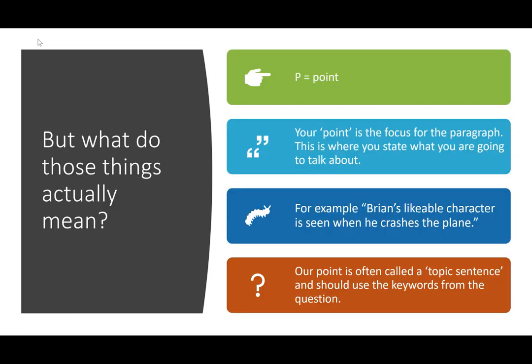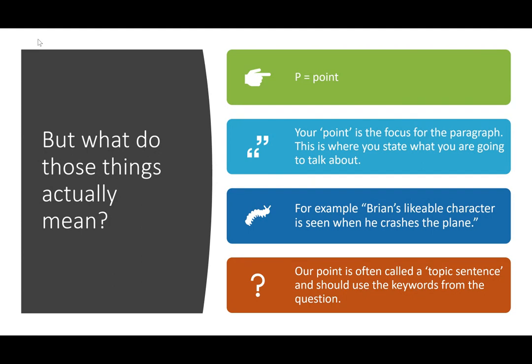So PEEL, the P, is your point. Your point is the focus for the paragraph. So this is where you state what you are going to talk about. By state, I don't mean I am going to show you Brian is likable. I am going to show you Simon is likable. Your point is you state it, but you try to take out things like I or me. Try and refrain from using them as much as possible. In essay writing, you might put it in at the end for your personal response, but you're going to try avoid it otherwise. So an example of a point is Brian's likable character is seen when he crashes the plane.